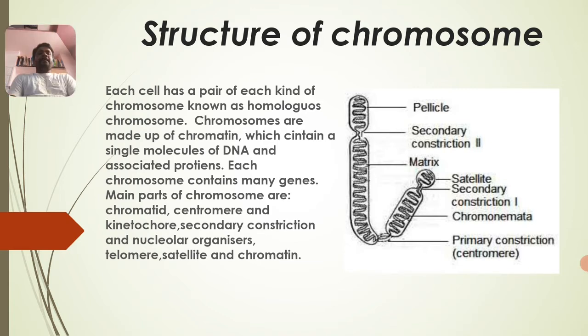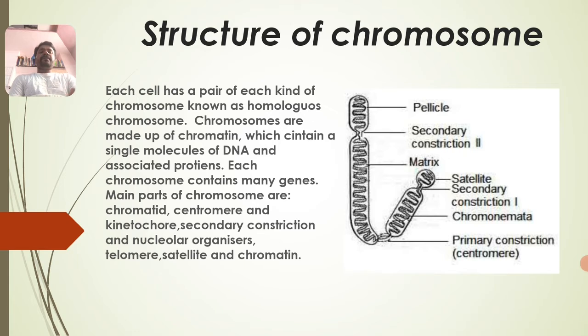Each cell has a pair of each kind of chromosome, known as homologous chromosomes. Homologous chromosomes you can also define as two identical chromosomes which originated one from paternal and another from maternal. Both identical chromosomes are said to be homologous chromosomes.